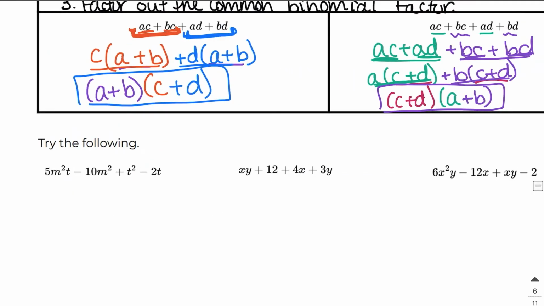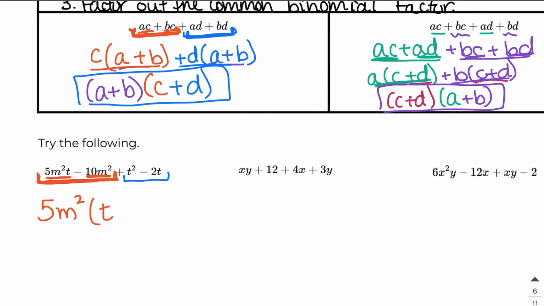So in our first example here, we want to group together terms that have things in common. If you notice, the 5m squared t and the minus 10m squared have things in common. And then I've got t squared minus 2t. Those have something in common. So I do not need to rearrange anything. In my first group, 5m squared t and negative 10m squared have a 5 in common, and they also have an m squared in common. So when I factor that out of the first term, I have a t left over.